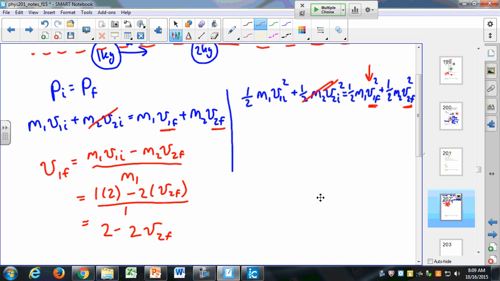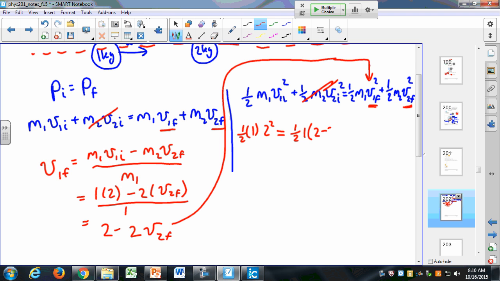Okay, and now I'm going to plug this in here and solve it. All right, so I'm going to put in some numbers. 1/2 of 1 times 2 squared equals 1/2 of 1 times 2 minus 2 V2F squared plus 1/2 of M2 V2F squared.